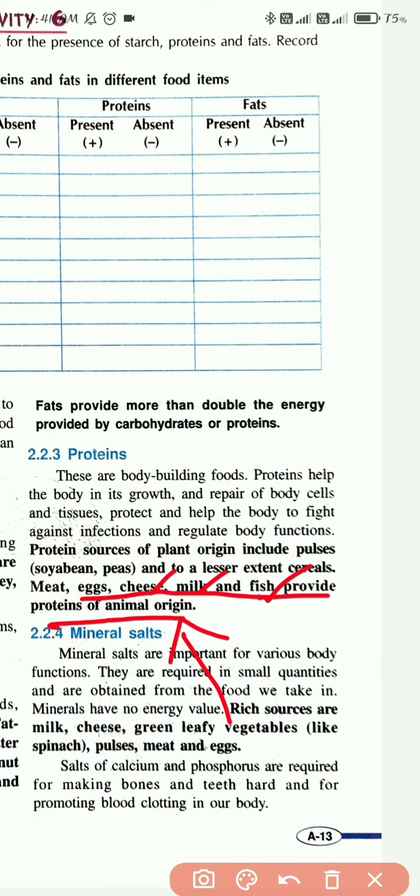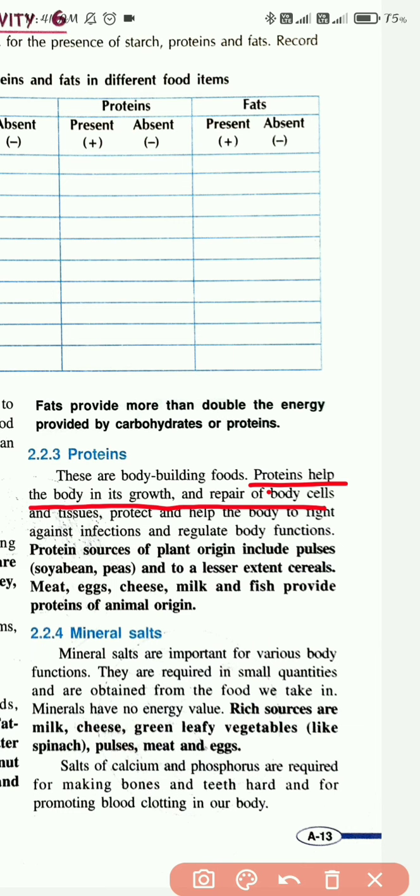Please underline this line from protein helps in growth. These are the functions of protein: protect the body, help to fight against infections and regulate body functions. Underline it.